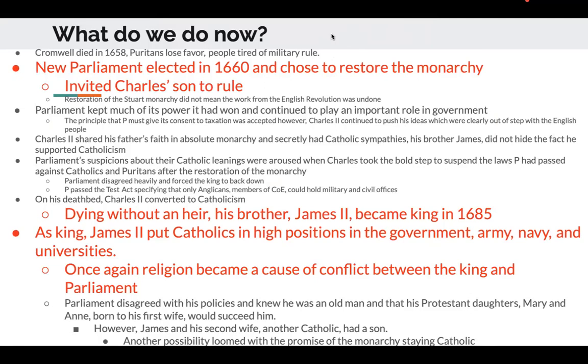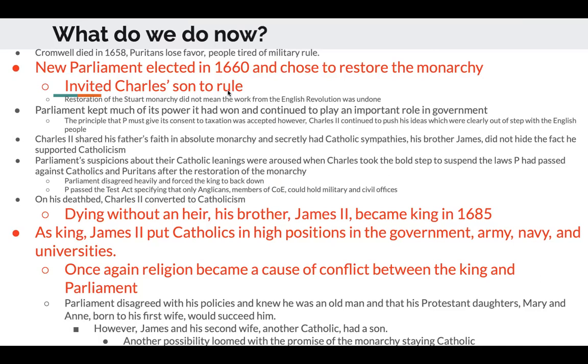Well, Cromwell dies in 1658. Puritans, trying to purify everything of the world, will lose favor. People are getting tired of them, and people are tired of this military dictatorship. So they're like, hey, let's go back to what worked. Let's elect a new parliament, 1660. And in parliament, they're like, we don't want a military dictatorship. Let's bring back the king. So they restore the monarchy. And in a shocking result, they invite Charles's son to come back to power. So this is also called the Restoration period in England.